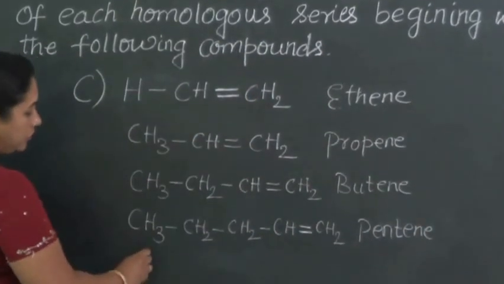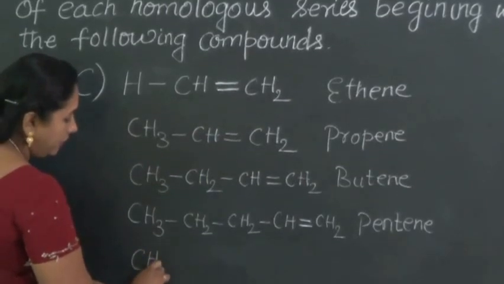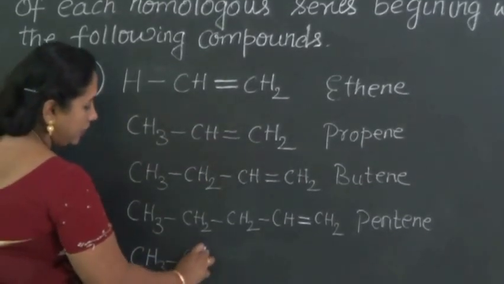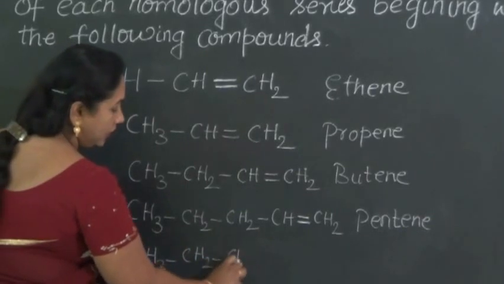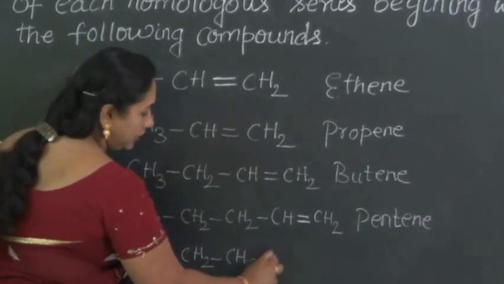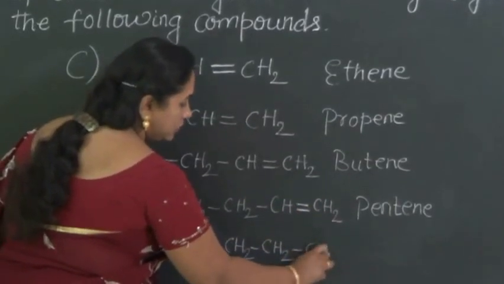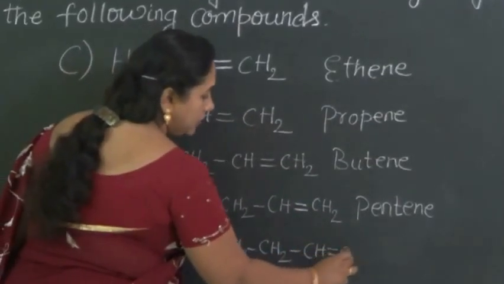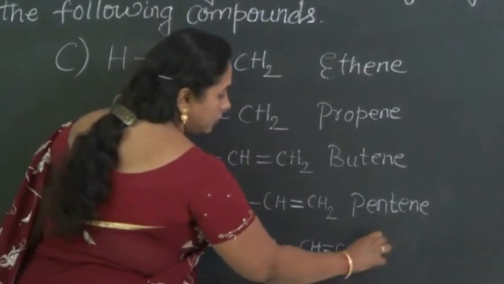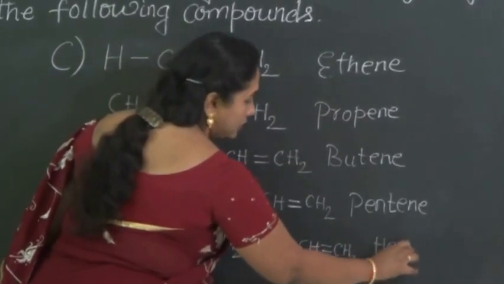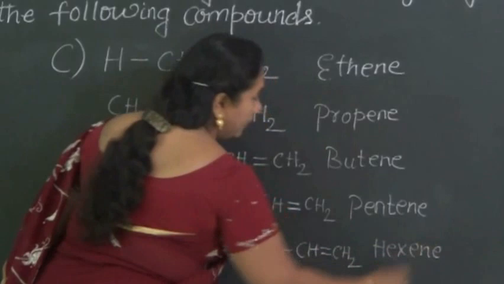Add a CH2 to this, we will get the next member CH3, CH2, CH2, CH2. Then retain this as it is, CH double bond CH2. So the member name is hexene.